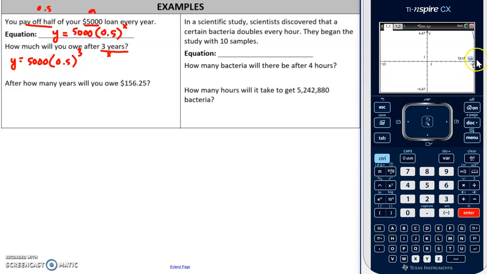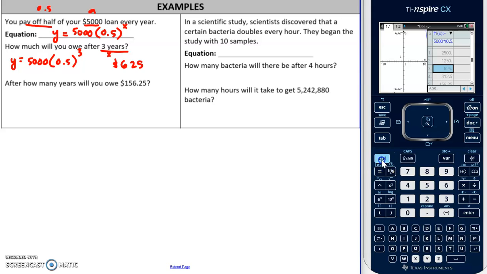Okay, so now I see that it's over here somewhere. Right now I'm not looking at my graph. I want to Control T to create a table. It said third year, so if I go down in my table, I'm looking at where my x values are 3, and what is the y value. So I'm saying that in 3 years, I will owe $625. Okay, and so that's how I could use my graph and find it.